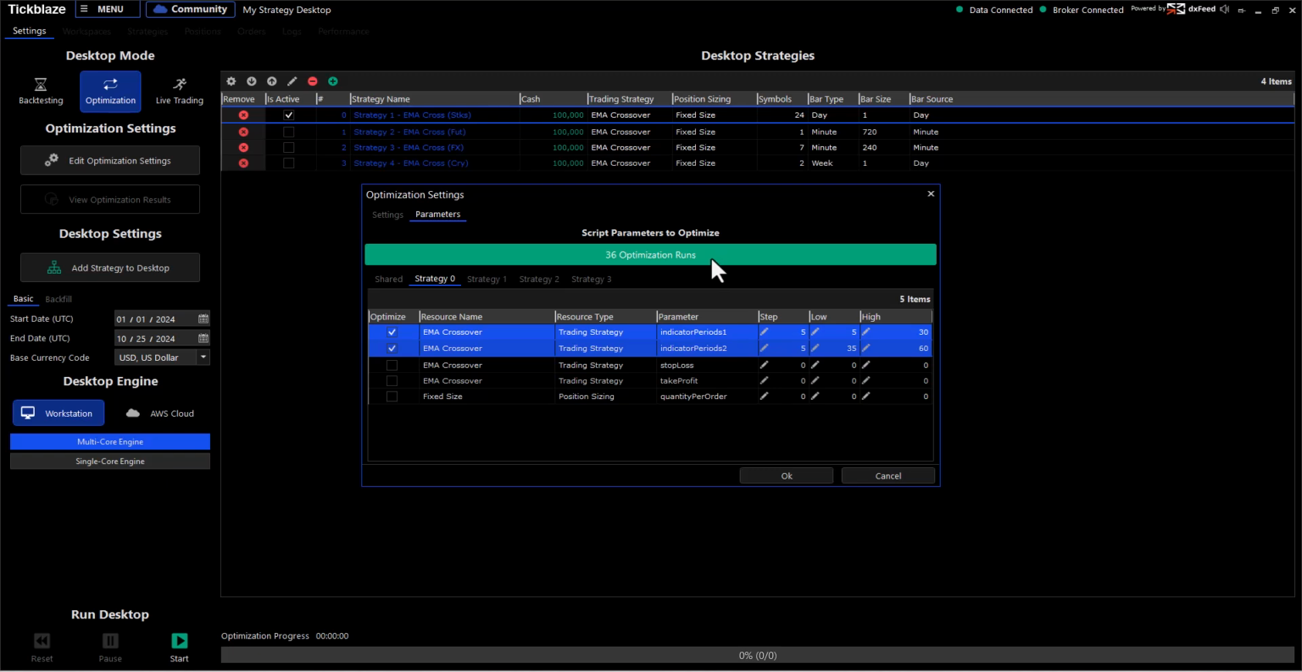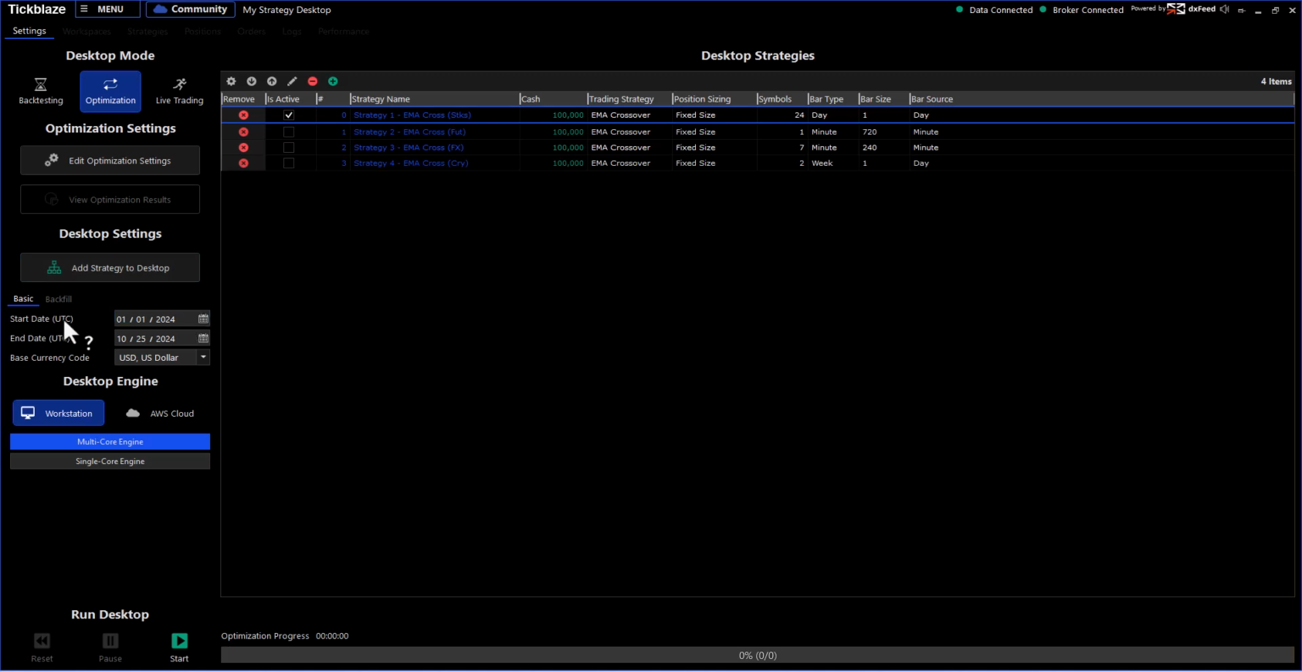And so what I'm going to do is just hit OK, and then I'm going to select my start and end date. Since I'm looking at a stock portfolio for this example, I'm really just going to look at this entire window of testing.